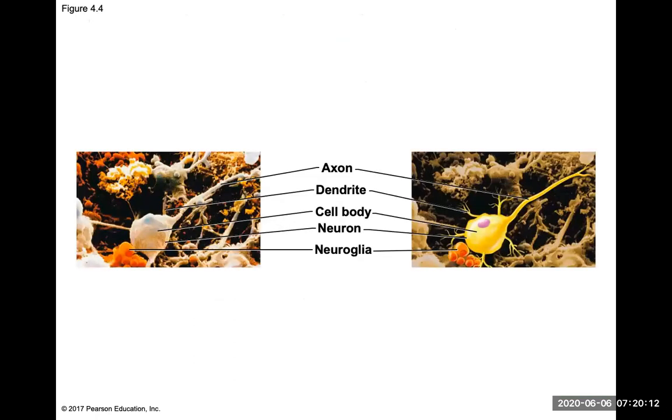So here's a look at a neuron, a nerve cell. The axon is the elongated portion. The cell body is the central processing center, kind of the brain of the neuron. And then we have dendrites, which are little fingers coming off of the cell body that receive the signal. Neuroglia are much smaller cells, and they will just help support the neuron in their functions.